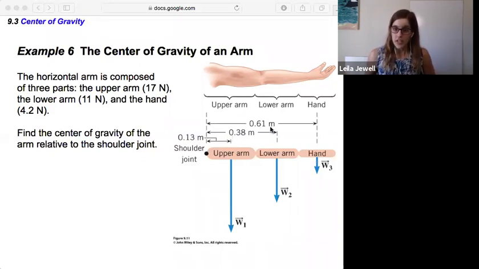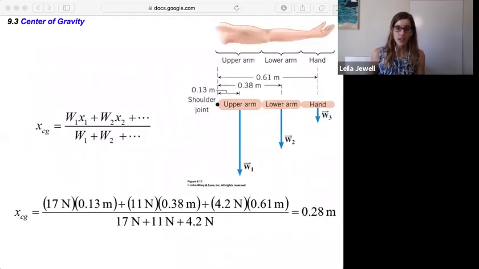So we know these distances, and we know these weights, so we can find the center of gravity of our arm. We're just going to go to that equation we just saw and plug and chug away. So put in the weights, such as weight 1 times its distance.